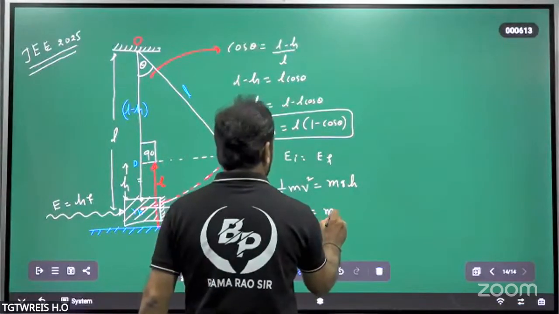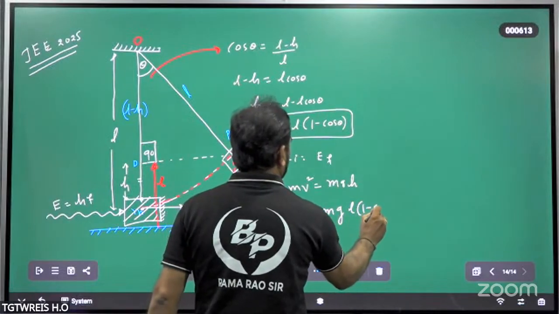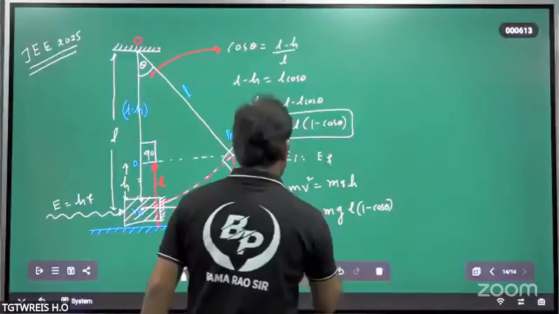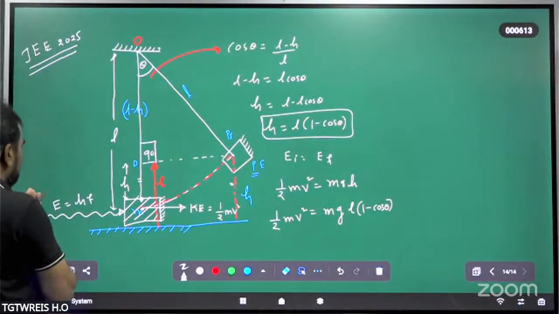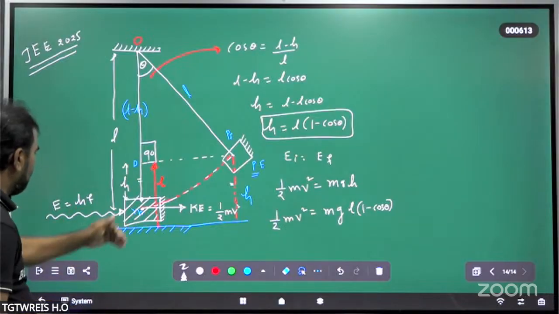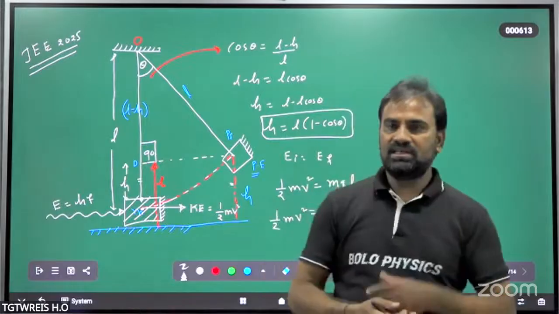mg into h. What is h? L into 1 minus cos theta. Okay, 1 minus cos theta. But this photon is incident on this. How would its momentum change there? What would the momentum change be?